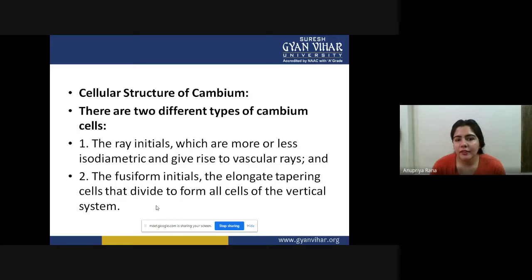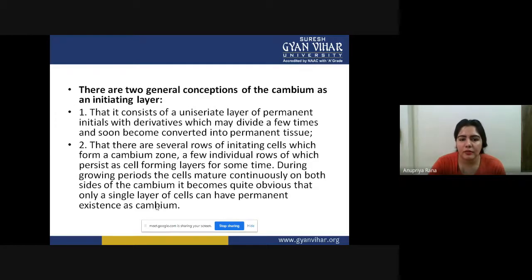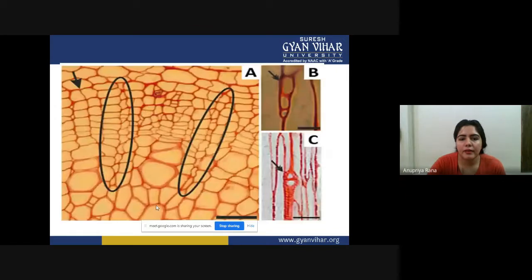Now, if we see the cellular structure of cambium, there are two different types of cambial cell. The very first is the ray initial. The ray initials are more or less isodiametric and give rise to vascular rays. Now I will show you the diagram of rays. These are the rays, called the isodiametric set, and that's why they are called the vascular rays. This formation is called vascular rays.